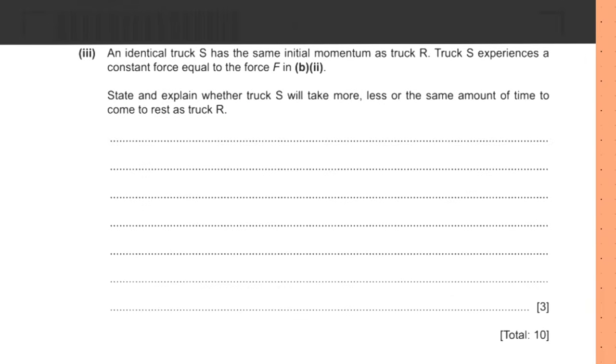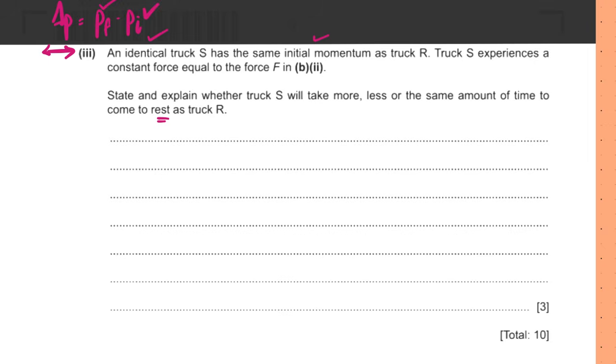An identical truck S has the same initial momentum as truck R. The truck S experiences a constant force equal to the force in B2. State and explain whether truck S will take more, less, or the same amount of time to come to rest as truck R. So first things first, if the truck is identical and it has the same initial momentum, this means that according to our equation where we talk about change in momentum, which is PF minus PI, initial momentum is the same, right? And both of these are coming to rest, so PF is also the same. So delta P is also the same for both of these.